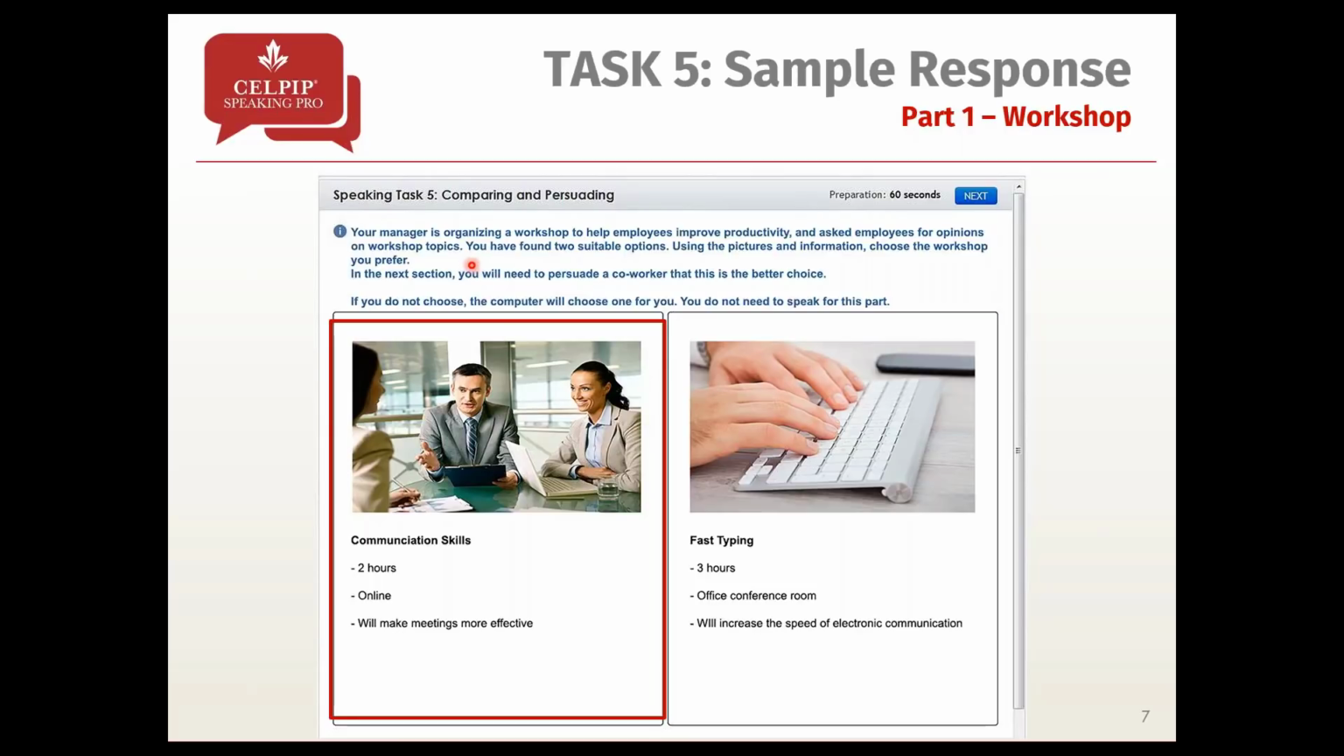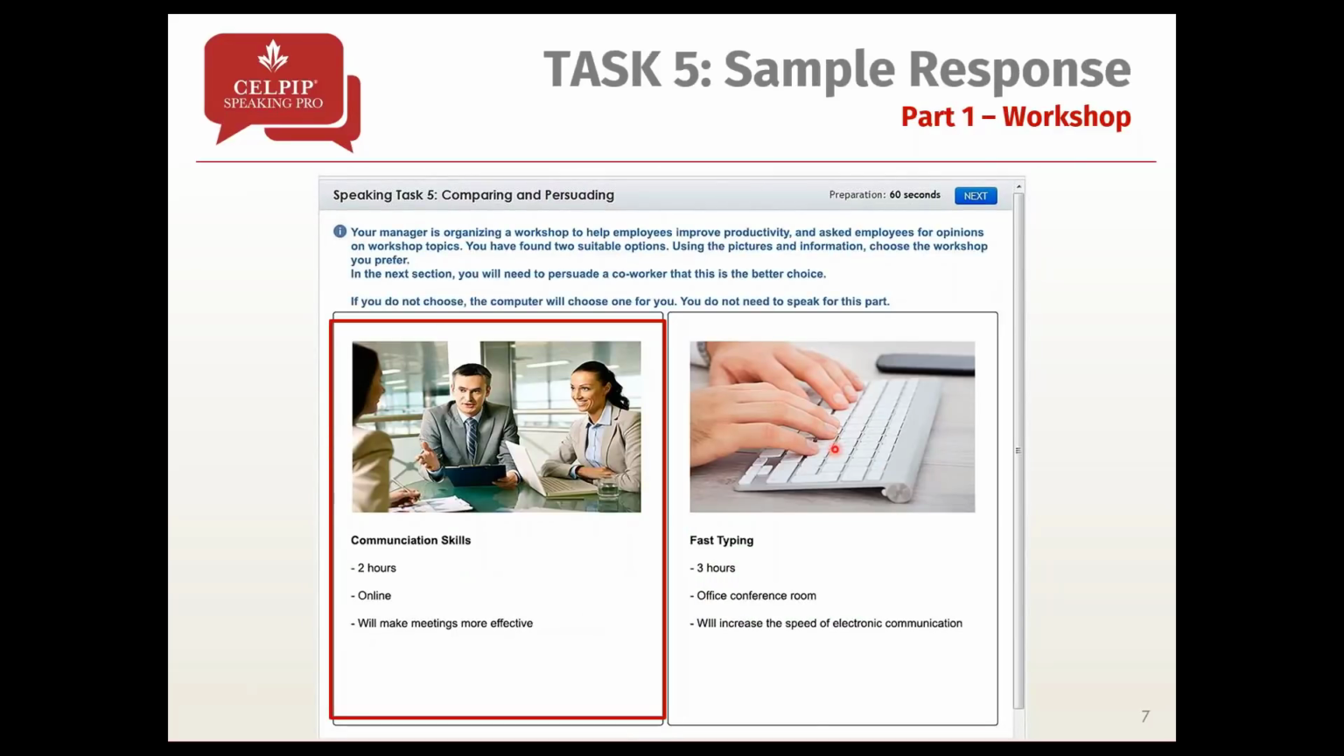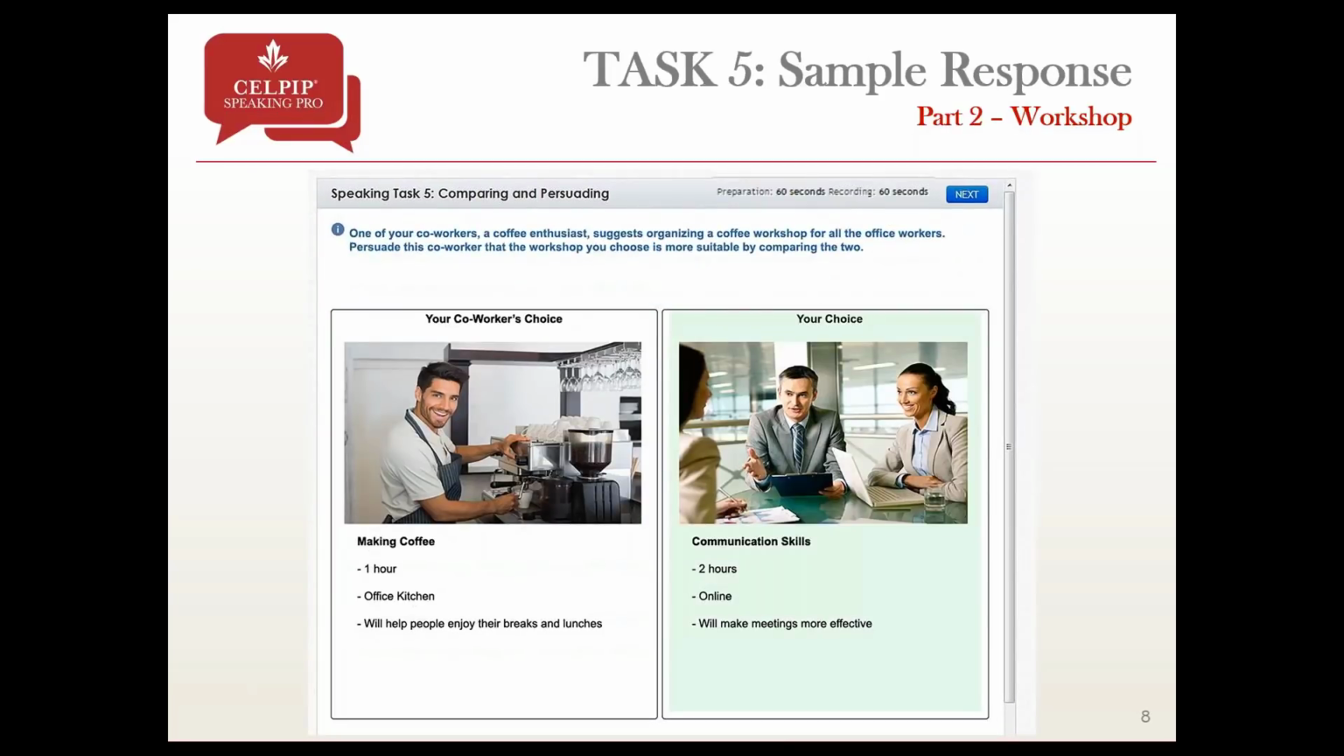Now, when you get to part 2, you can see that communication skills, which we chose for you, is on the right in a shaded box. So when you get to part 2, your choice is always on the right. And another new choice is on the left. So going back to part 1, forget about this fast typing choice. It's now in the garbage. You don't need to think about it when you get to part 2.